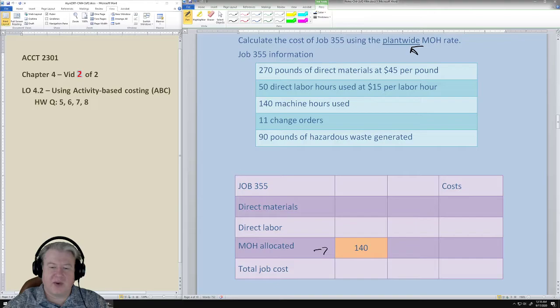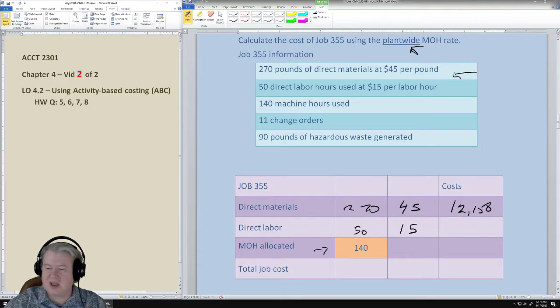But now we need to figure out the rest of these things. We've got direct materials. Direct materials don't depend upon an estimate. We know that at the end of the period. So this is our direct materials right here: 270 times 45. And that's going to be 12,150. And direct labor, once again, is something that we know at the end of the period. This is going to be 50 hours times 15, and that's 750.